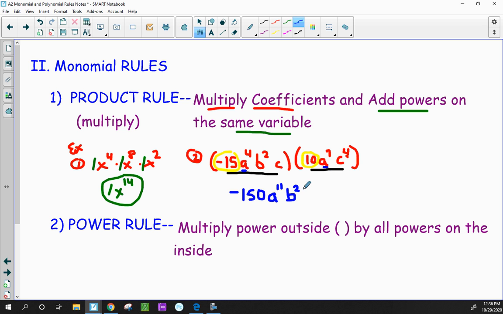That's b squared. Then you're going to multiply c to the 1st times c to the 4th by adding their powers. C to the 1 plus 4 is 5. And so this would be the answer to the second example. Multiply coefficients, add powers as long as it's the same letter. And remember, monomials is what we're focused on right now. Monomials are one-term problems. It can be just a number, just a letter, a number with one letter, a number with 15 letters. As long as everything's multiplied together, it's a monomial.